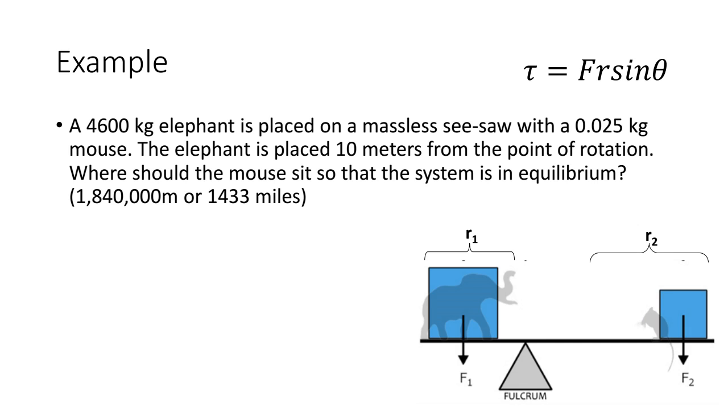In this example, these two objects are applying forces downwards. We have a 4,600 kilogram elephant placed on a massless seesaw with a 0.025 kilogram mouse. The elephant is placed 10 meters from the point of rotation. Where should the mouse sit so that the system is in equilibrium?